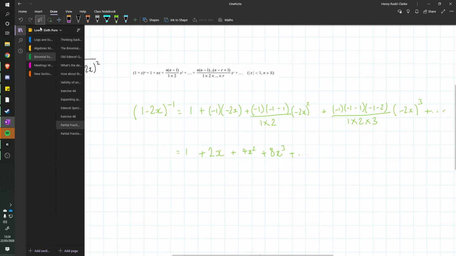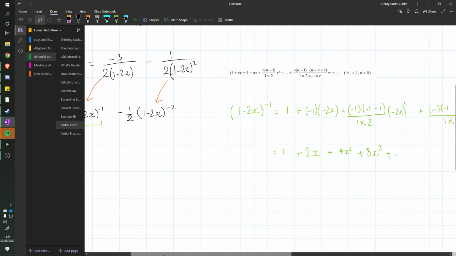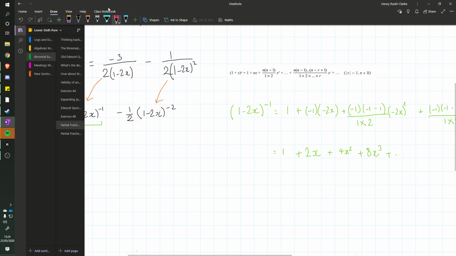Maybe not quite as tedious as I expected it to be. Hopefully it won't be so bad in the second one either. So I'll do this in a different colour now. We're going to do this separately over here as well, so we'll do it in a nice pink. 1 minus 2x to the minus 2. So here we go. 1 plus nx, so minus 2 times minus 2x.